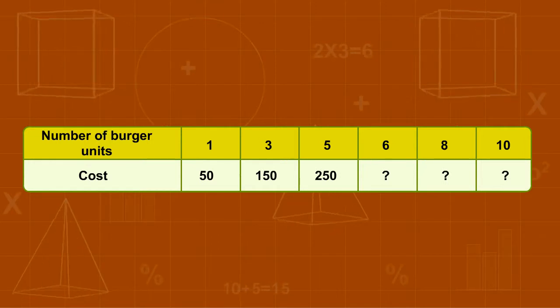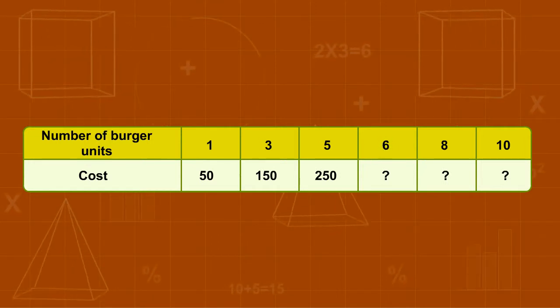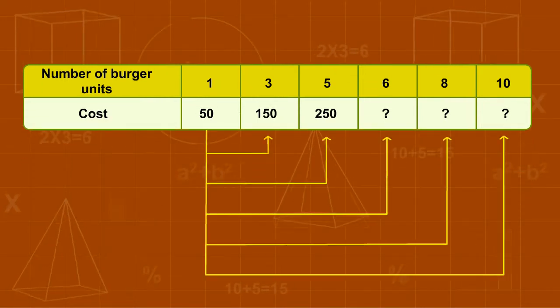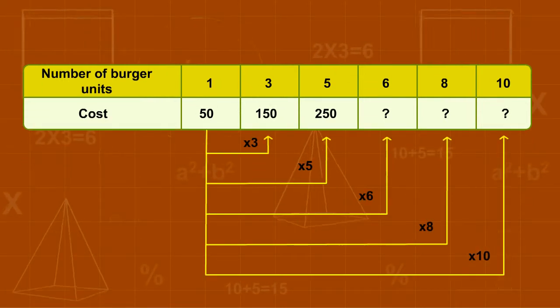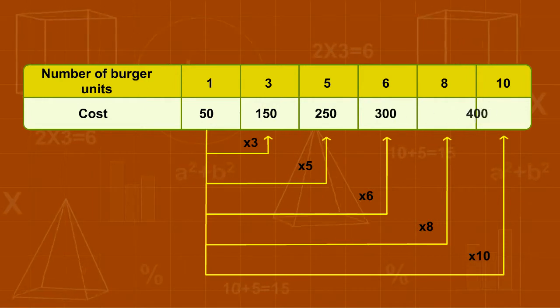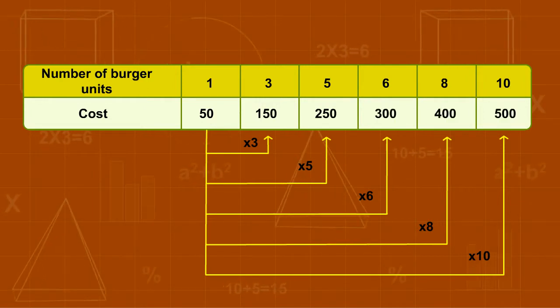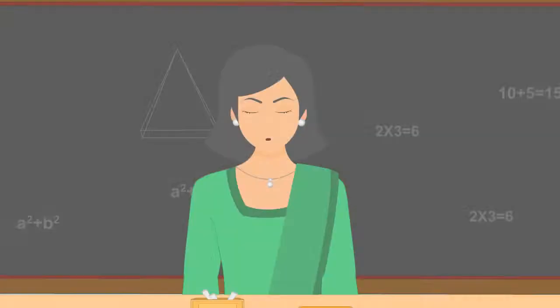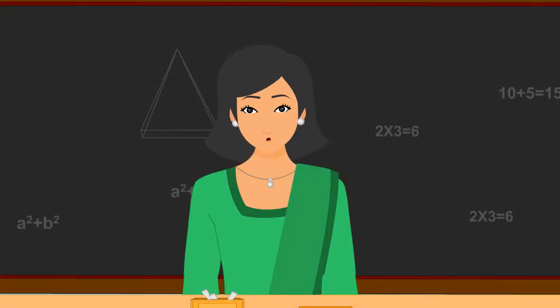With the help of this, we can find the cost of 6, 8 or even 10 burgers. We can see that as the number of burgers increases, the cost also increases in such a manner that their ratio remains constant. Now children, we will learn about the use of proportion.